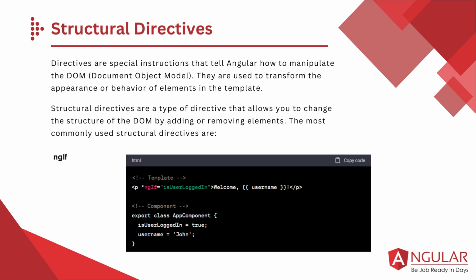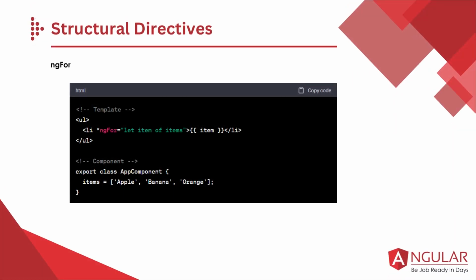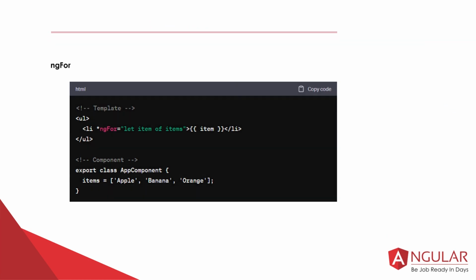The ngIf directive conditionally renders elements based on a given expression. When the expression evaluates to true, the element is rendered. Otherwise, it is removed from the DOM. The ngFor directive allows you to iterate over a collection and render elements for each item in the collection.